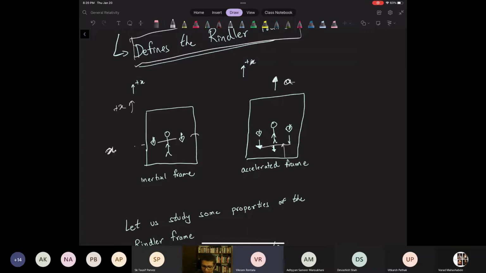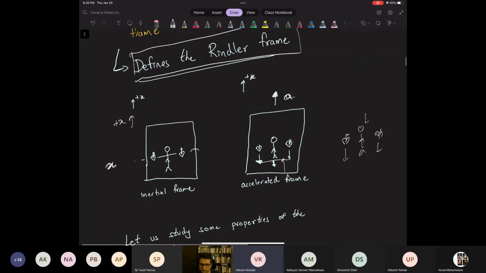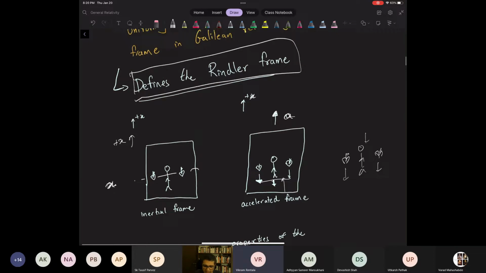Within this accelerated frame, it would seem like the apples are falling downwards, and that you are falling downwards, and your internal organs are falling downwards. That's because you are inertial and the frame is accelerating.